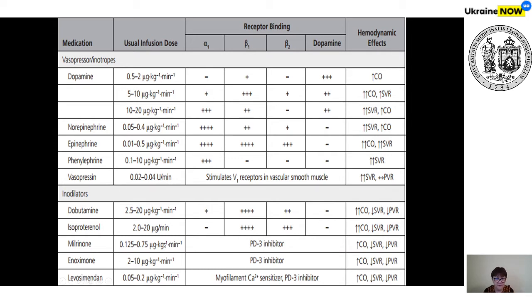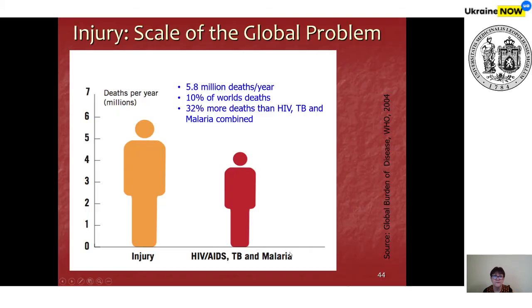And some inotropic drugs such as dobutamine, isoproterenol, and inhibitors of phosphodiesterase 3, milrinone, enoximone, and the calcium channel sensitizer levosimendan. These drugs have a positive inotropic effect, and they increase the oxygen demand in the myocardium less than dobutamine, so they are mainly used in cardiogenic shock.